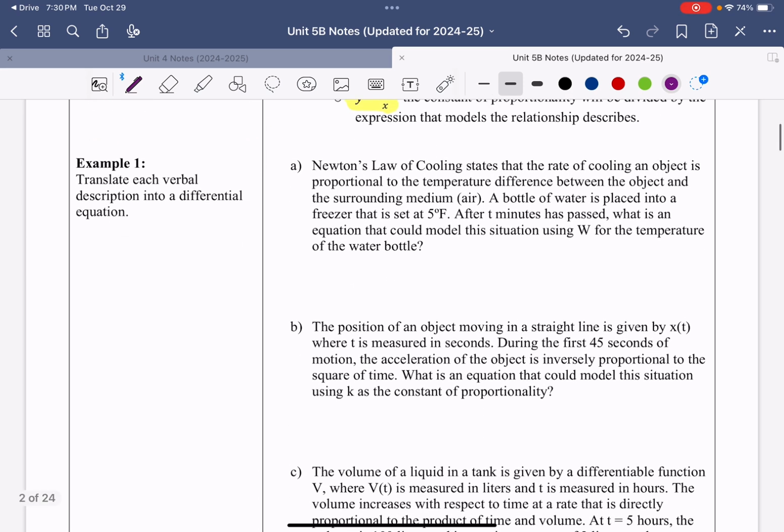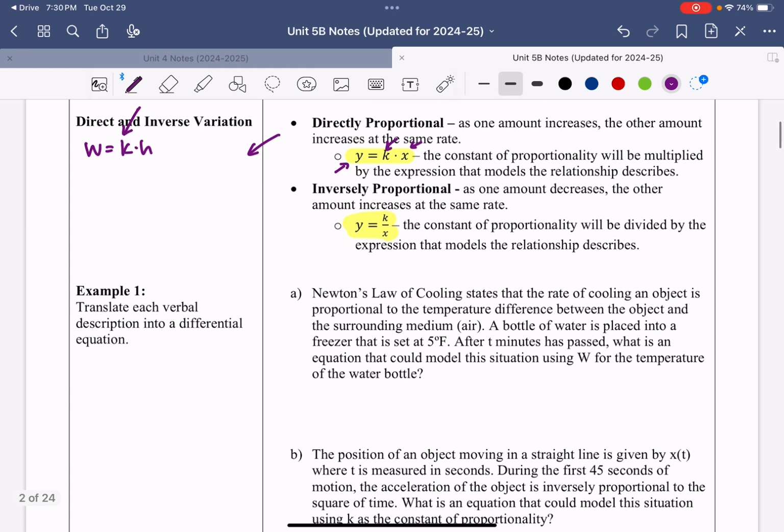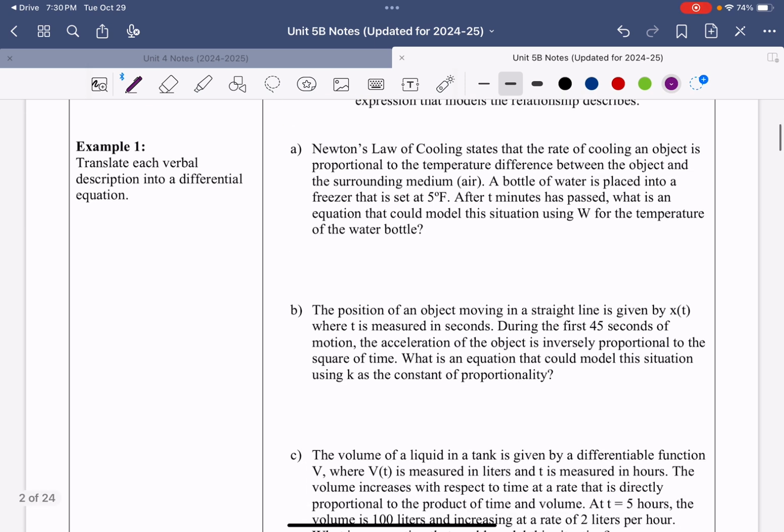In example 1, we're going to be setting up directly proportional statements or inversely proportional statements. The first one says: Newton's law of cooling states that the rate of cooling of an object is proportional to the temperature difference between the object and the surrounding medium. A bottle of water is placed into a freezer that is set at 5 degrees Fahrenheit. After t minutes have passed, what is an equation that can model this situation using W for the temperature of the water bottle? Newton's law of cooling is something we learned about in pre-calc when we were talking about exponential equations.